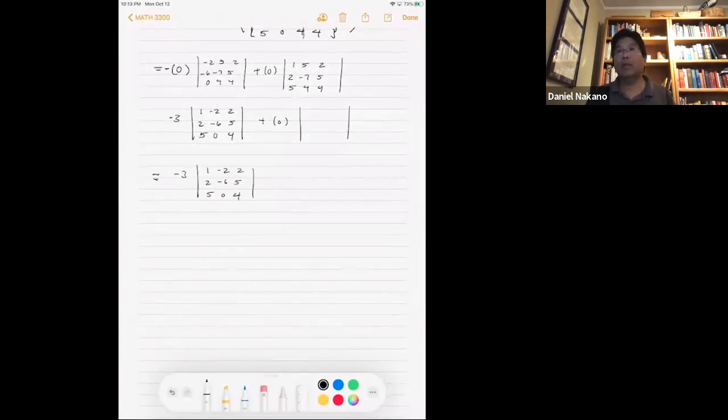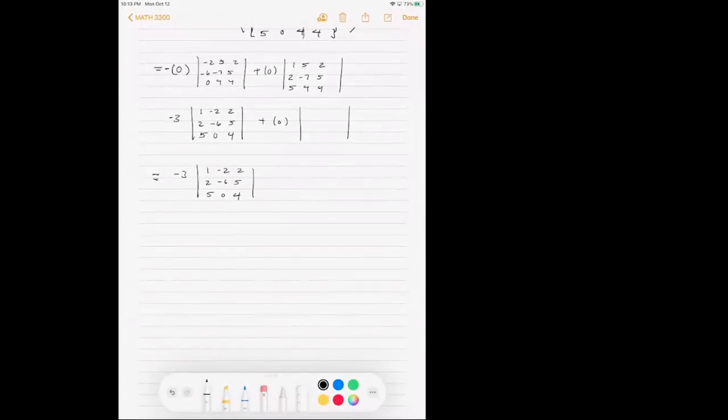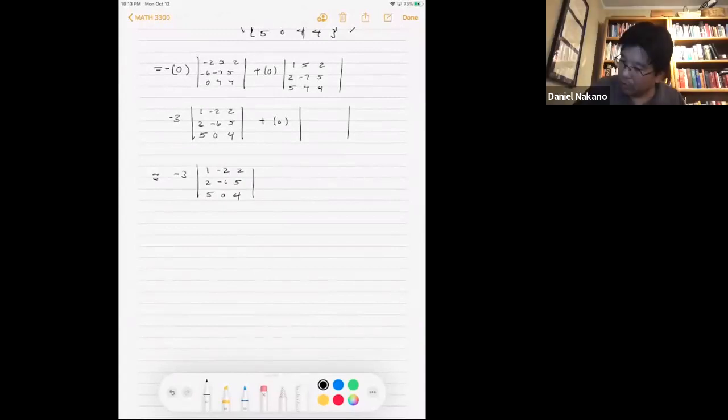Okay, now how should we compute this determinant? What row or column should we expand? We could do any one we want, but is there a good one to do? The third row? Okay, let's do the third row. So we get minus 3. So expansion along the third row. So the entry is 3, 1. So 3 plus 1 is 4. So the sign is positive, right?